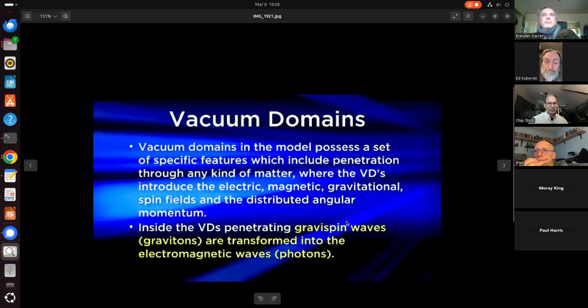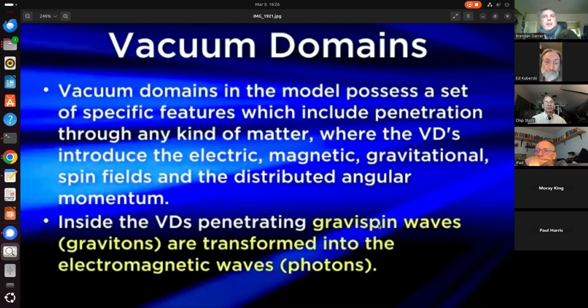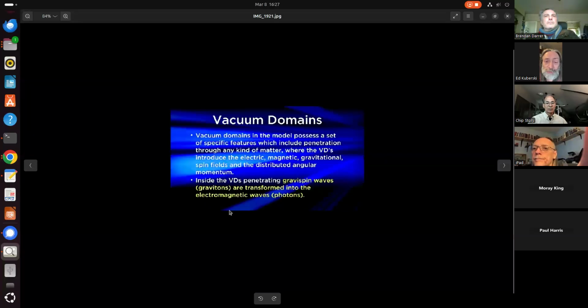All right, next slide. Continuing with vacuum domains. Vacuum domains in the model possess a set of specific features, which include penetration through any kind of matter. Oh, that's interesting. Where the VDs introduce the electric, mag, gravitational, spin fields, and the distributed angular momentum. Inside the vacuum domains, penetrating gravispin waves, as in gravitons, are transformed into the electromagnetic waves or photons. That's probably the most important thing we'll say today. And you're going to see a picture of it at some point here again.